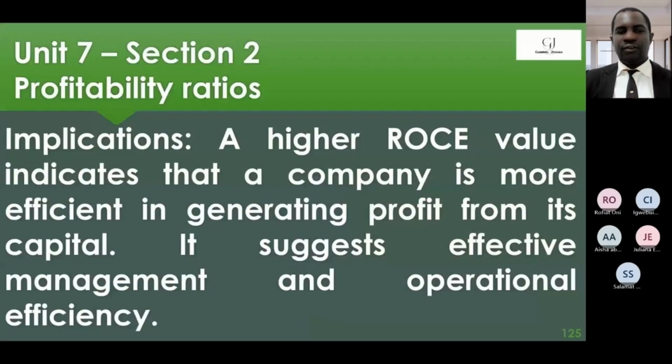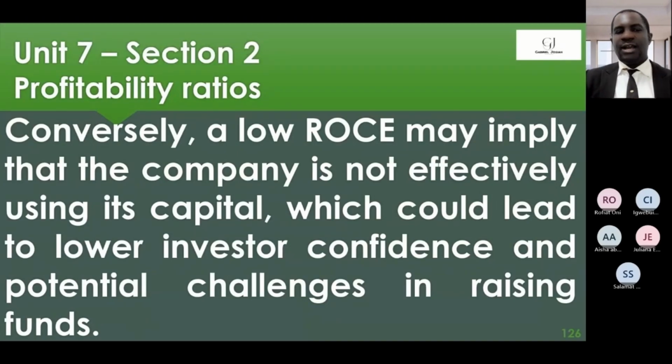So when you are making your explanation, don't forget that you talk about the implications, and you may also talk about why it's low. This is the reason for a low return on capital employed, as you can see on the screen. It shows that the company is not effectively using its capital to generate profit. So where you have a negative figure or something as low as 0.1, 0.2, very, very low, it could affect investor confidence and potential challenges in raising funds. Investors will not want to invest in such a company when they look at a result that is too low. So that's the reason for a low return on capital employed.